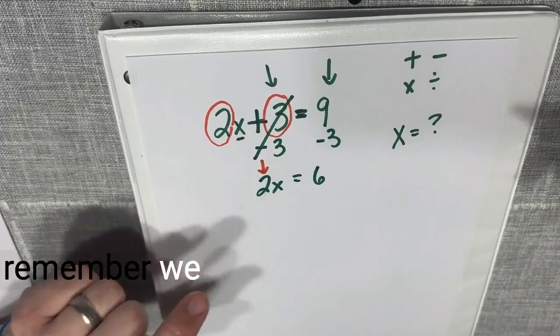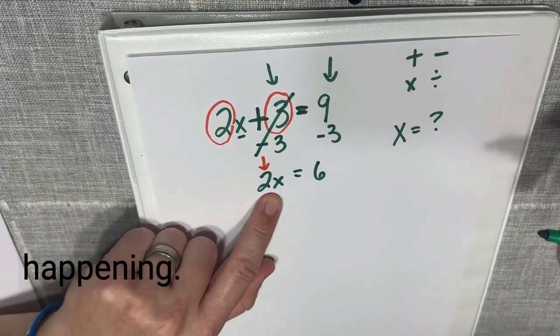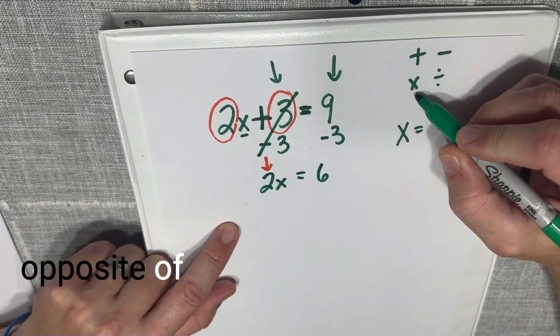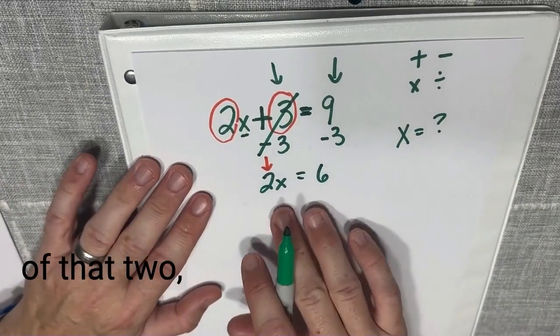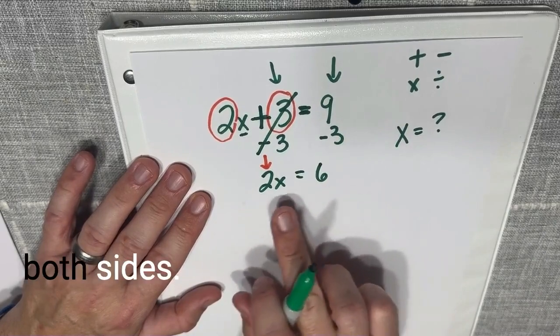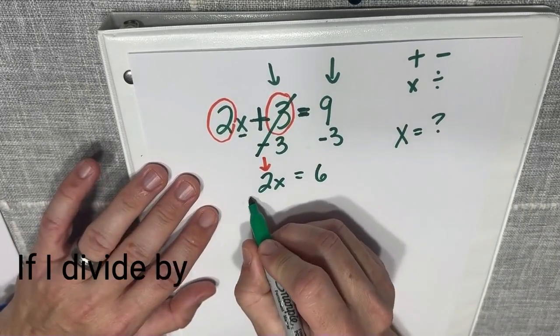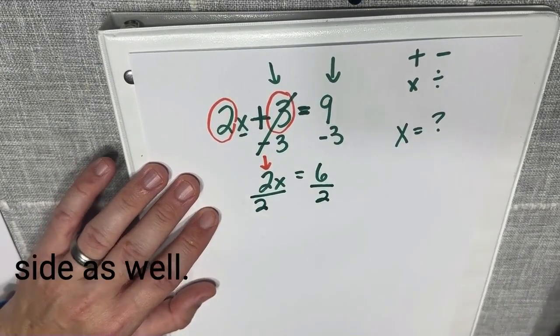So to get rid of that 2, remember, we've got to do the opposite of the operation that's happening. So if this is 2 times x, the opposite of multiplication is division. So to get rid of that 2, we're going to divide both sides by 2, because remember, we've got to do both sides, because math is all about being equal. If I divide by 2 on the left side, I've got to divide by 2 on the right side as well.